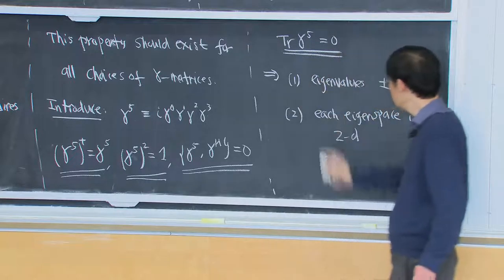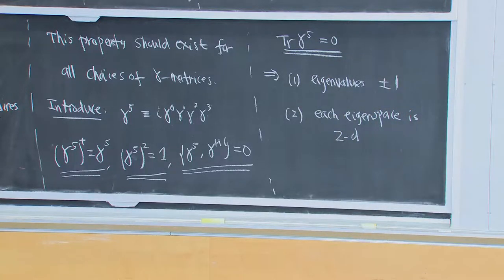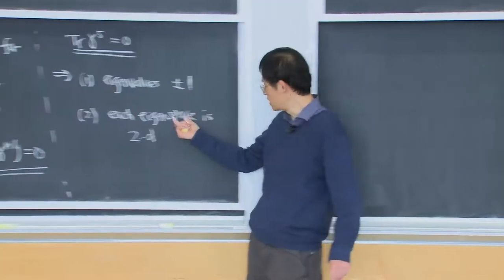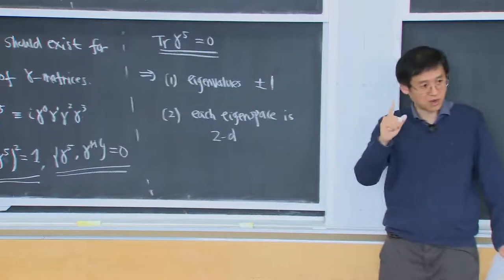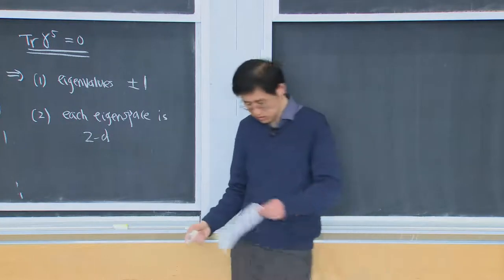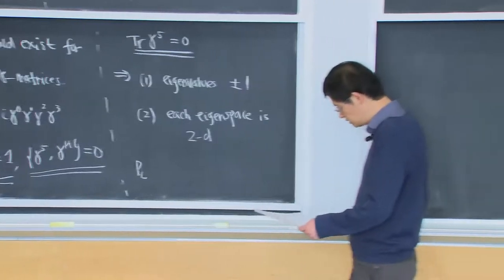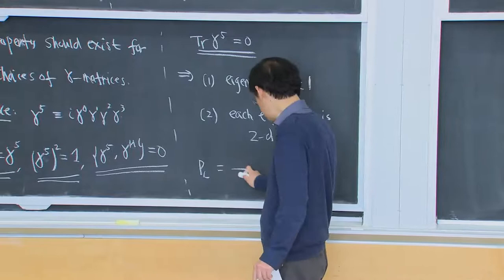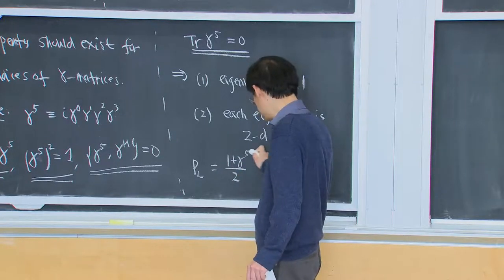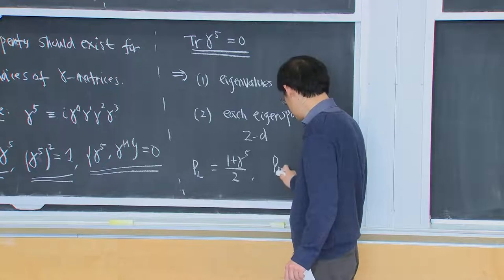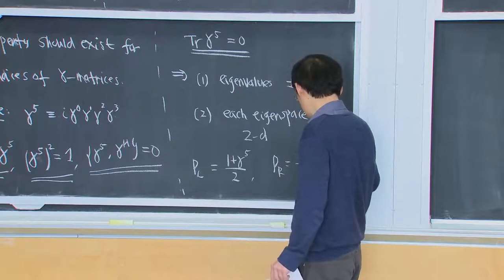Okay, so you have four eigenvalues, so there's 2 plus 1, 2 minus 1. So since you have eigenvalues plus 1 and minus 1, we can introduce a projector to project into the eigenspace with eigenvalue plus 1, or the eigenvalue minus 1. So I can introduce a projector, which for historical reasons is called PL. It's defined to be 1 half, 1 plus gamma 5, and PR is 1 half, 1 minus gamma 5.